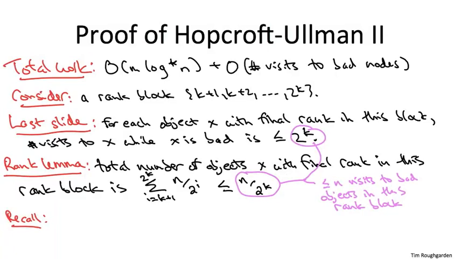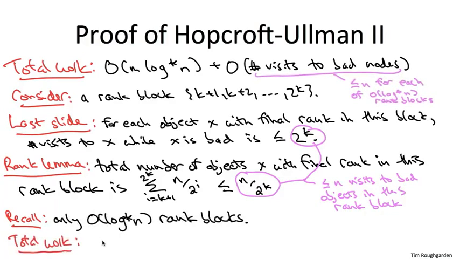Now this was only counting the number of visits to bad objects in a given rank block, but there aren't that many rank blocks. Remember, there's only log star n of them. So that means the total amount of work spent visiting the bad nodes, summed over all of the rank blocks, is big O of n times log star of n. Combining the bounds for the good nodes and the bad nodes, we get m plus n times log star of n. At the beginning, I mentioned that the interesting case is when m is big omega of n. In that case, this bound is just big O of m times log star n.